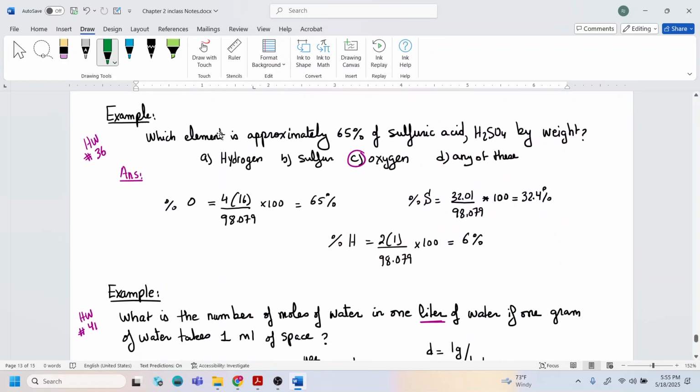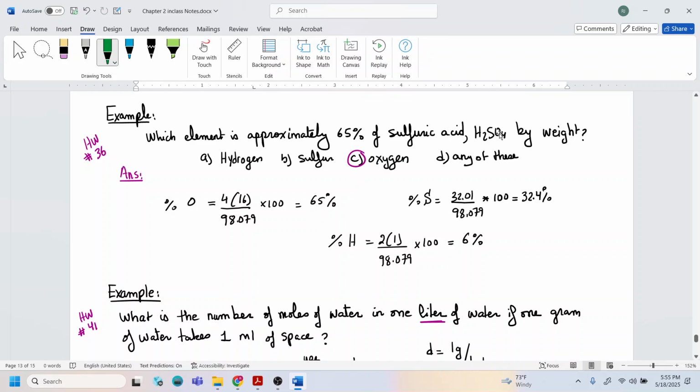Okay, another example. Which element is approximately 65% sulfuric acid by weight? So I have hydrogen, sulfur, oxygen, and any of these. I know that sulfuric acid is made up of 2 hydrogens, a sulfur, and 4 oxygens. So I would need to calculate the percent weight for these elements: the hydrogen, the sulfur, and the oxygen, and see which one is the highest.